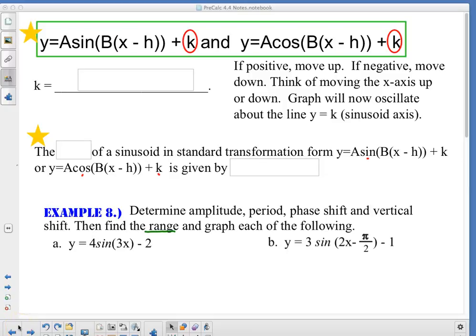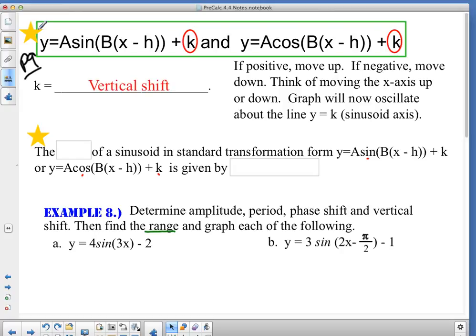Okay, we are off on 4-4 day 3, and this is all about page 9 in our packet. So we're on page 9 in the packet, and we're talking about the k value, our vertical shift. If positive, it moves up. If negative, it moves down.